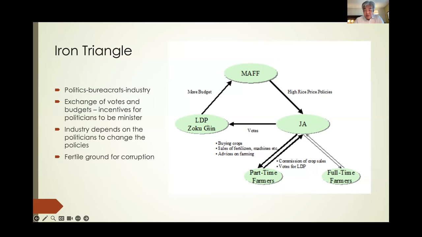the ministry. So this is the type of iron triangle where the LDP politician has power over the ministry, the ministry has power over the industry, and the industry has power over the politicians. So this sort of iron triangle made it possible for the LDP to be in power for many years.